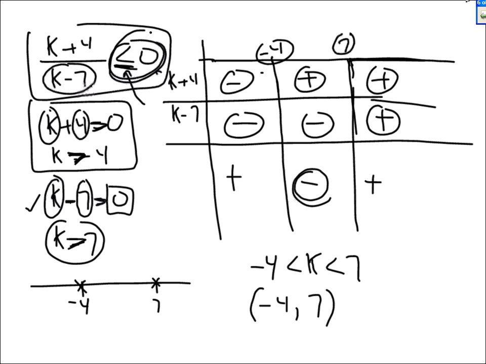But it does say equal. It does say less than or equal to 0. Well, you just have to worry about the bottom. K minus 7. K cannot equal 7. K cannot equal 7, but it can equal other endpoints. It just can't equal 7. And there it is. You're done.